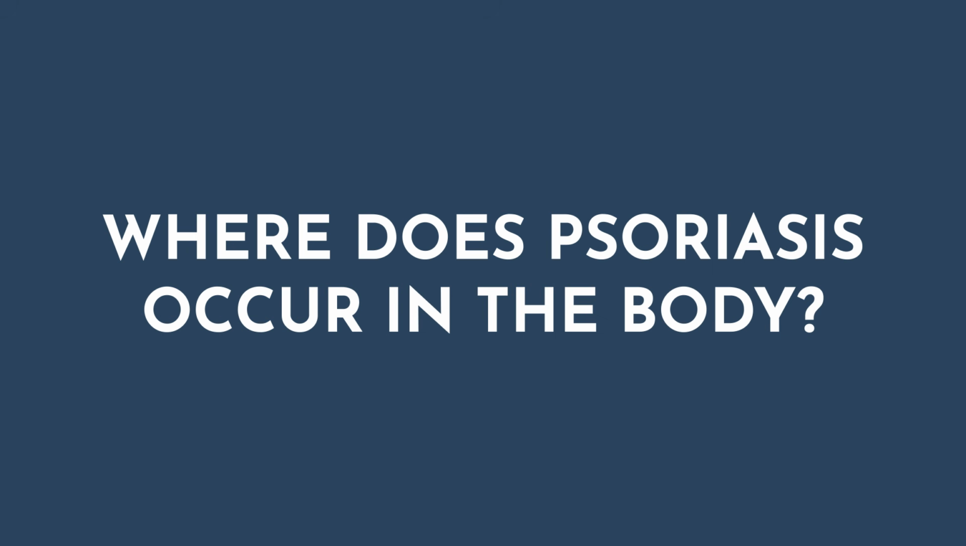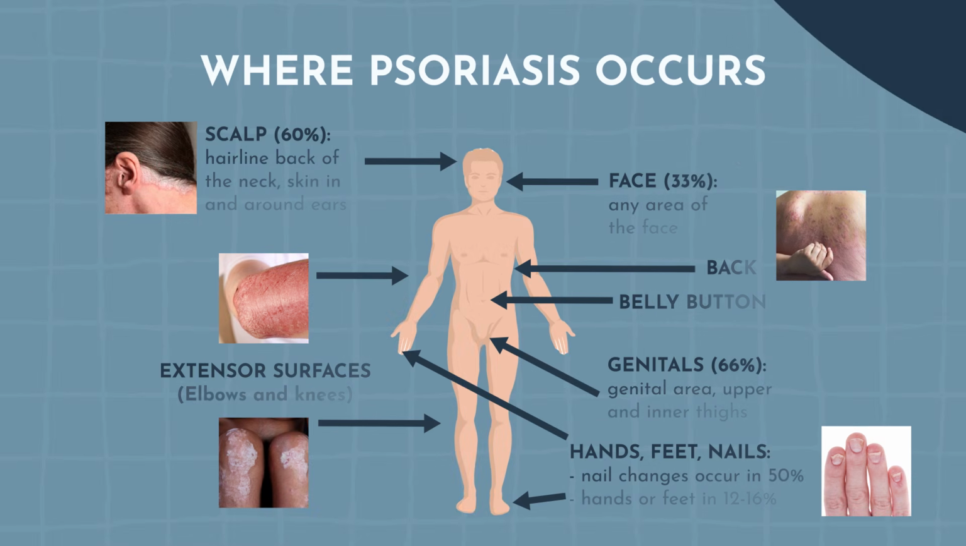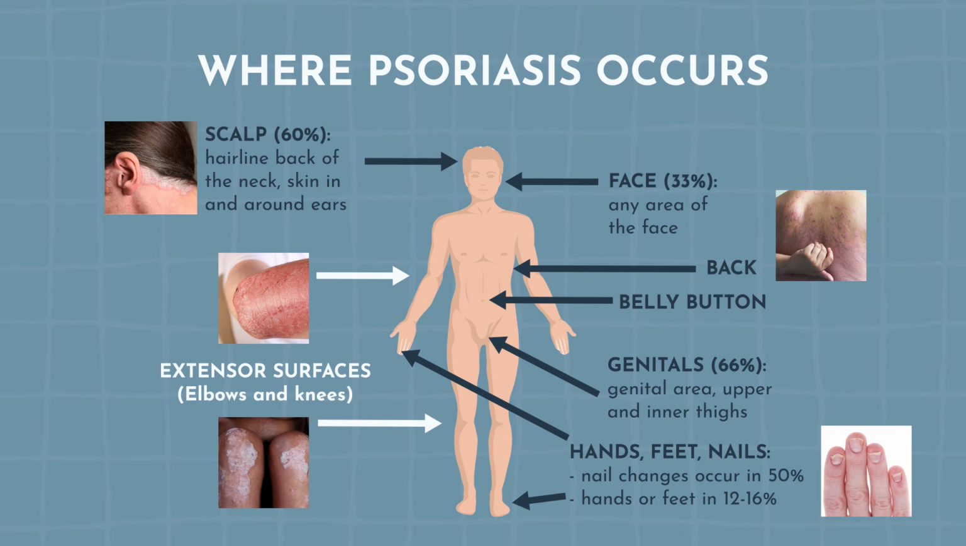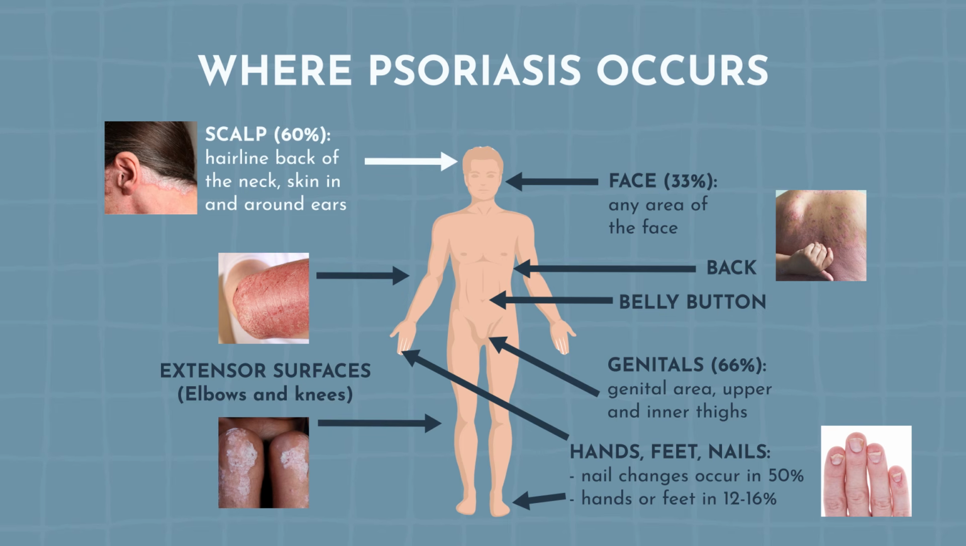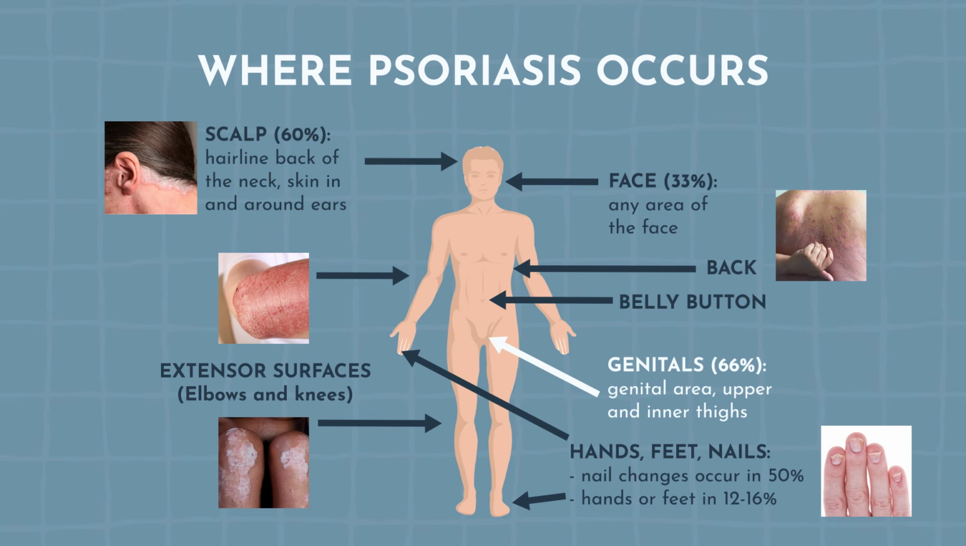It can be all over. The most common places you're going to see are the extensor surfaces. So that would be the outside of the elbow, where the elbow extends, and then the tops of the knees, where knees extend. But there's really other places as well. Up to 60% of those with psoriasis will get it on their scalp. So scalp psoriasis. The genitals is a really common occurrence.